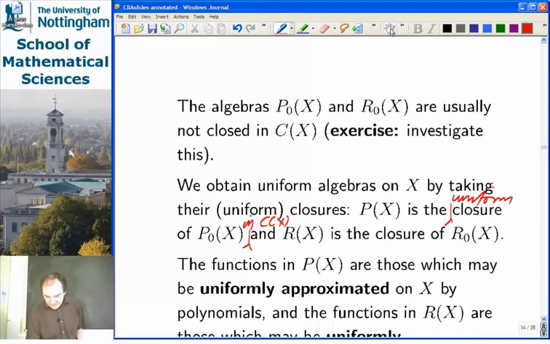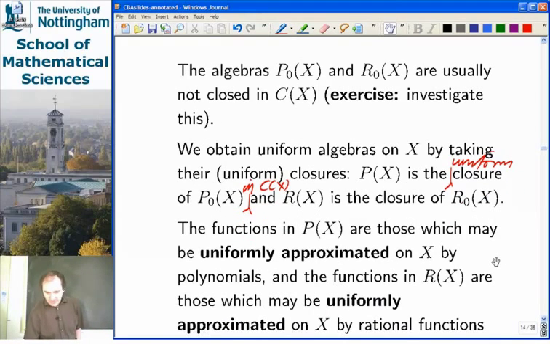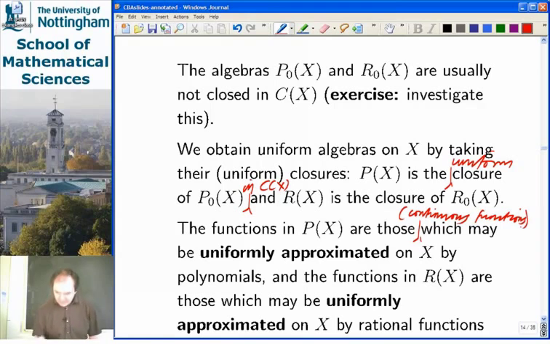And what do you get? You get those continuous functions, though that bit is automatic, which can be uniformly approximated on X by polynomials, and then the same for R of X: those continuous functions on X, complex valued of course, which can be uniformly approximated by rational functions.